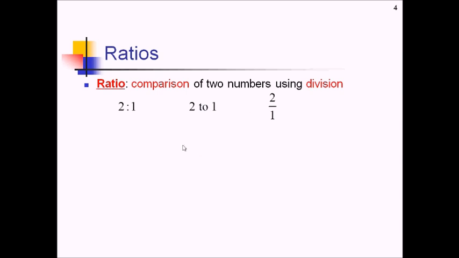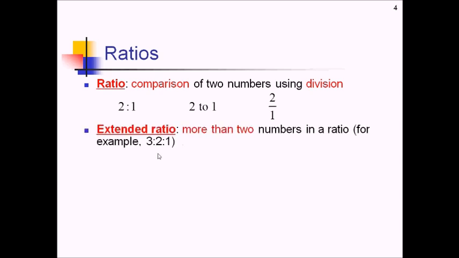And not all ratios have to come in twos either. You could have something called an extended ratio, which is just more than two numbers in a ratio. For example, we could say that the sides of some triangle are in a 3 to 2 to 1 ratio. One side is always 3 times as long as another side, and that side is half as long as some other side. So we can have as many numbers as we want in a ratio depending on what we're trying to do.